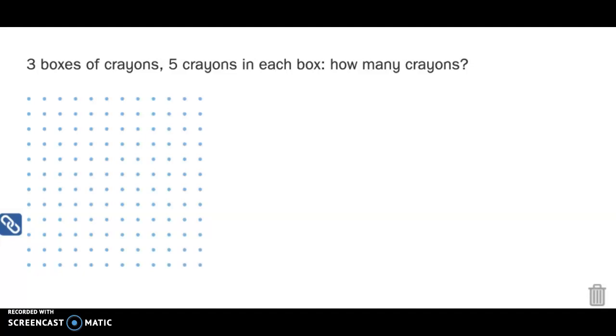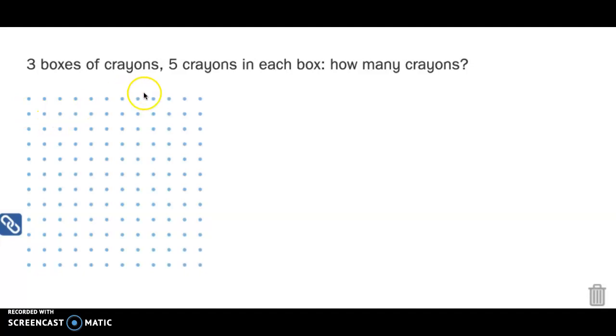Okay, we are on Math Journal page 48. I know yours doesn't look like this exactly, but this is what I have to use today. Yours says for each story, write the topic, then write a number model with a question mark for the unknown and draw an array to help you solve.